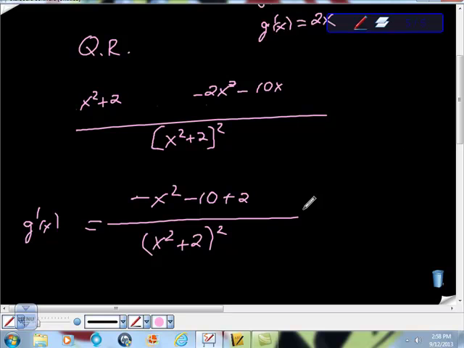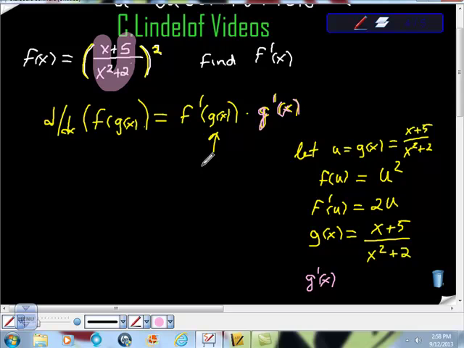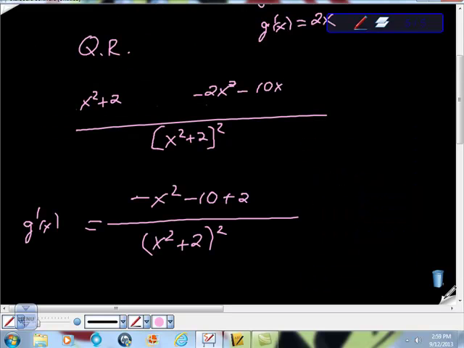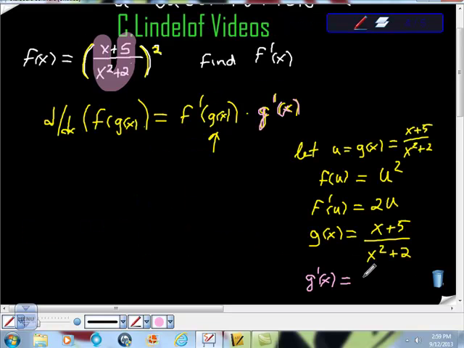So look, now this is what I'm doing here. Remember that problem that we were just on. I'm going to take all this back over there and do this problem. So the derivative was equal to, let me look at it again, negative x squared minus 10x plus 2, all over x squared plus 2 squared, right?